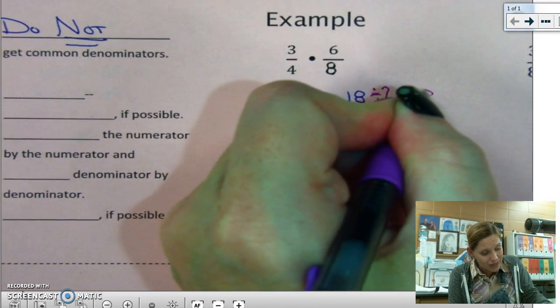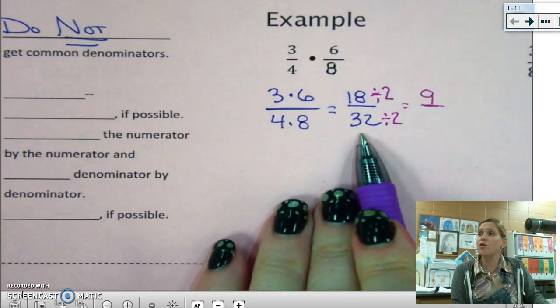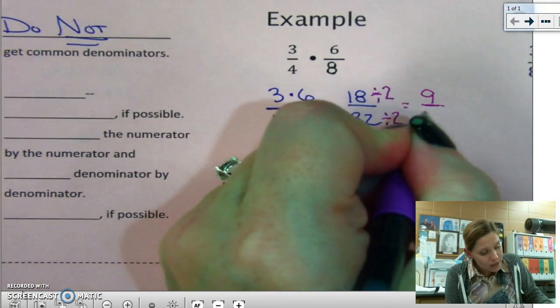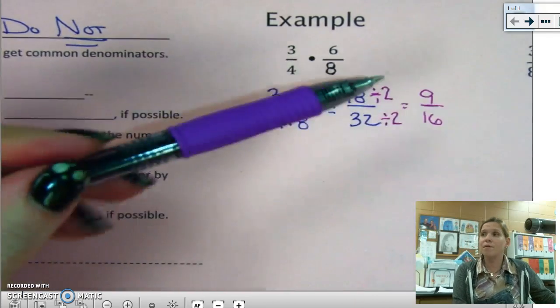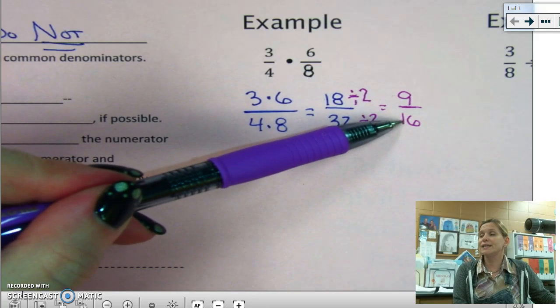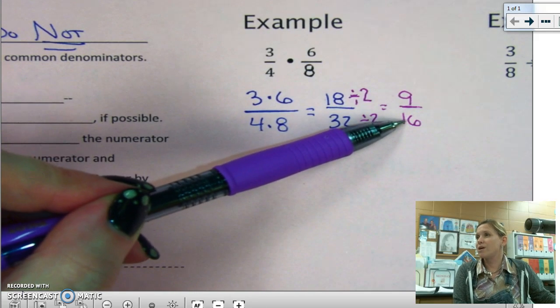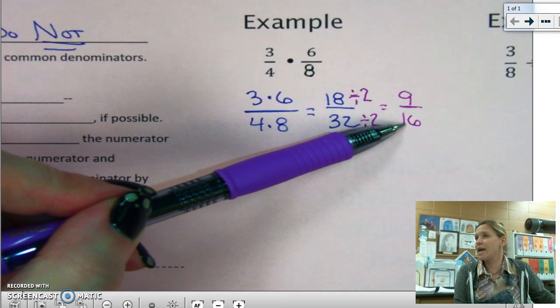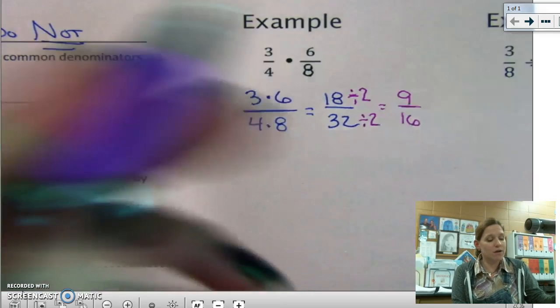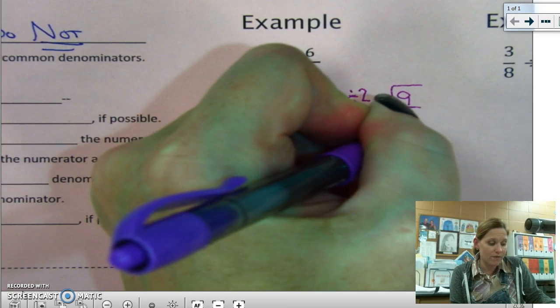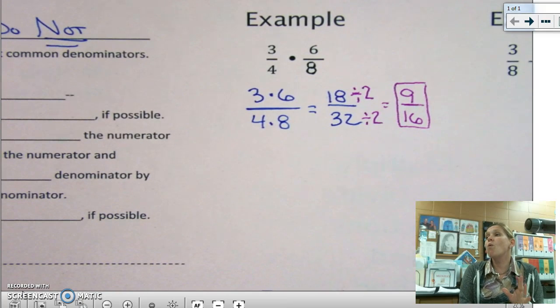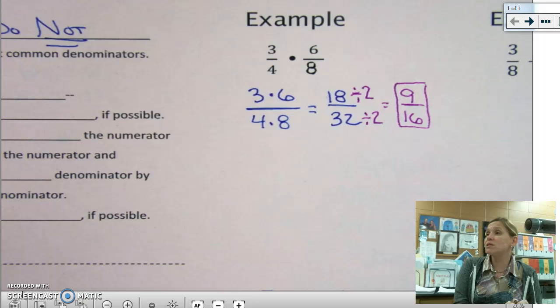18 divided by 2 is 9, and 32 divided by 2 is 16. I look at my numbers again. 9 and 16: 1 times 9 and 3 times 3, 1 times 16, 2 times 8, 4 times 4. There is no way to simplify this fraction, and there is your answer. So that is one very simple way of multiplying your fractions.